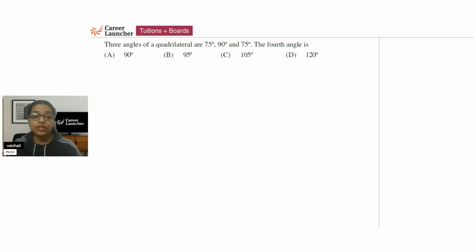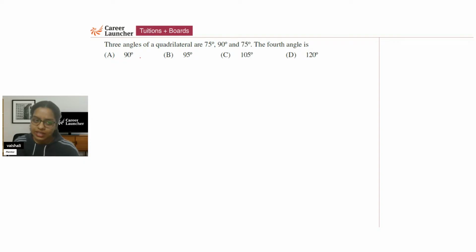Question number first is based on the same property. Three angles of a quadrilateral are 75 degrees, 90 degrees, and 75 degrees. What is the fourth angle? So this is a very easy question. I want you guys to try it out and write your answers in the chat. In the meanwhile, I'm waiting for your answers.